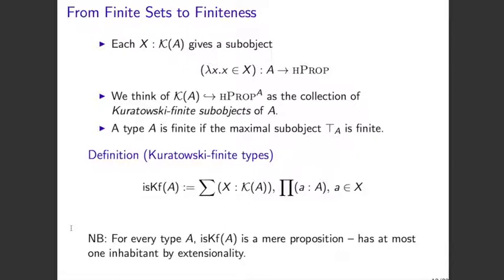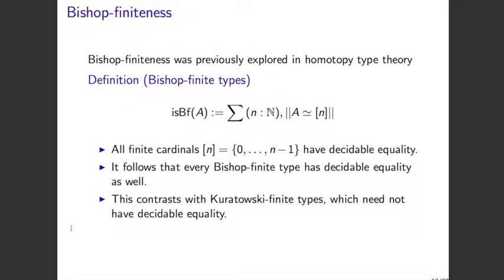We say that a type A is Kuratowski finite if there is a finite set X such that every element of A belongs to this set. An alternative definition that we also mentioned earlier is Bishop finiteness. This notion has been studied before in the setting of homotopy type theory and has been formalized in the UniMath library and the homotopy type theory library. According to this definition, a type A is Bishop finite if there is a natural number n such that A is merely equivalent to a canonical cardinal of size n.